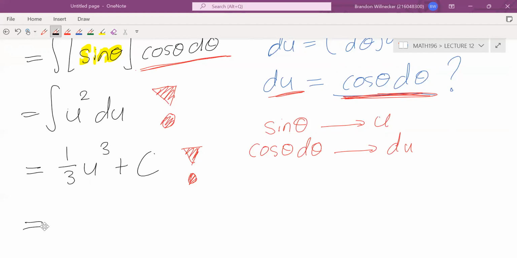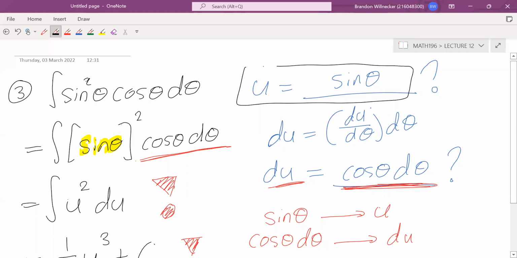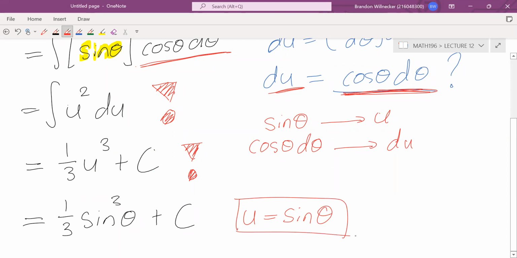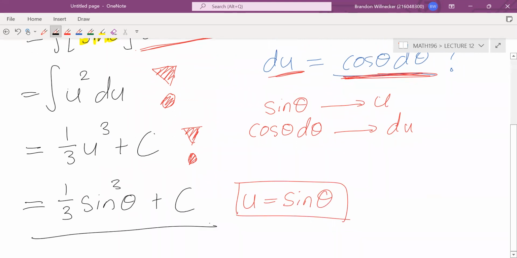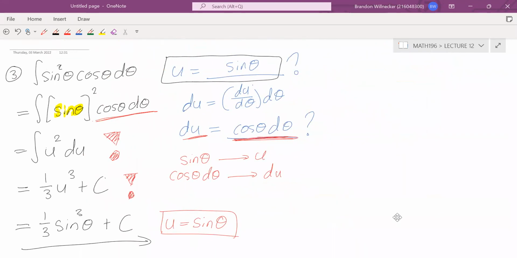I think it's going to be 1/3 theta cubed plus c. 1/3? Not theta cubed, because remember u is sine theta. So it's going to be sine theta cubed, and then plus c. So remember here, u is equal to sine theta. Okay, and then we get our answer. Are there any questions about this one?